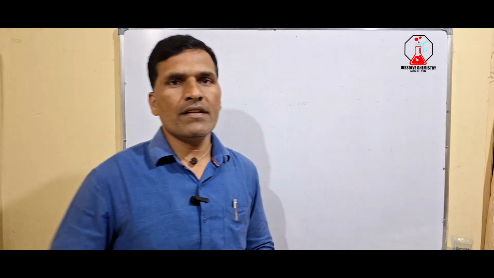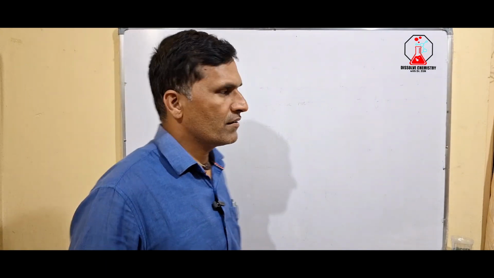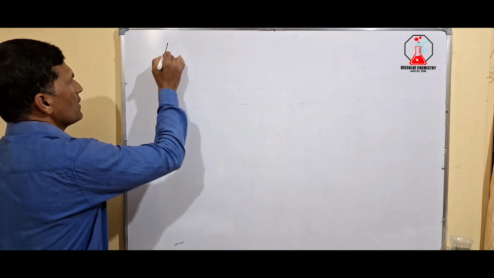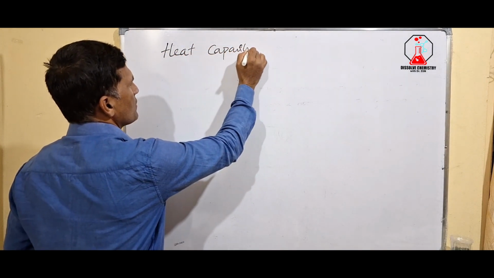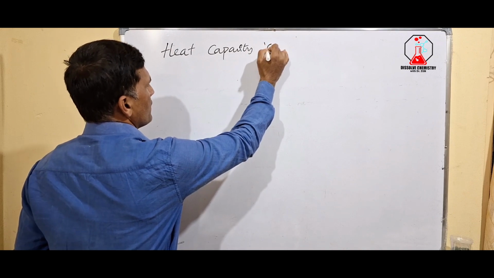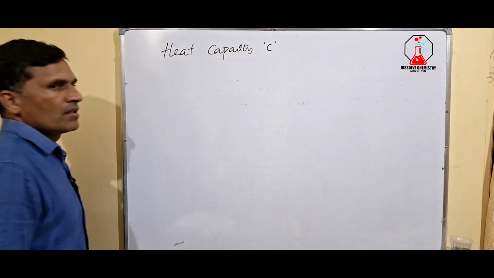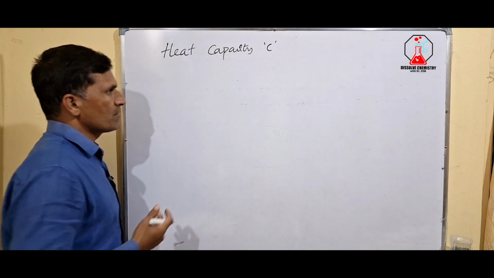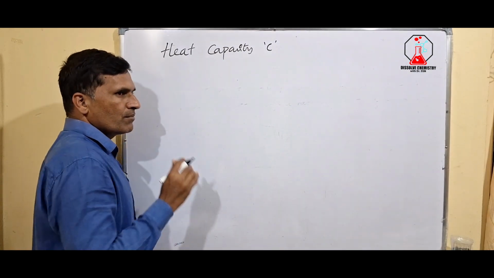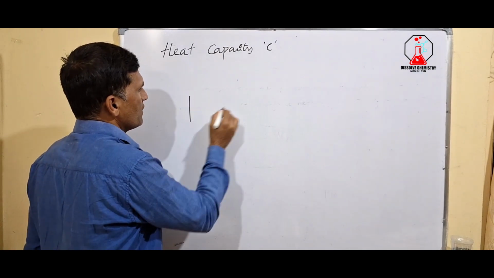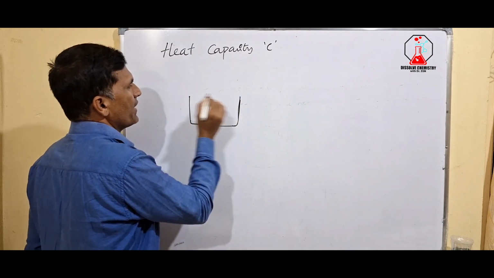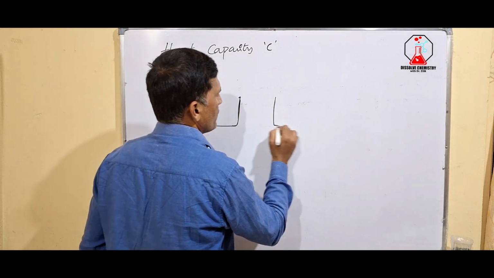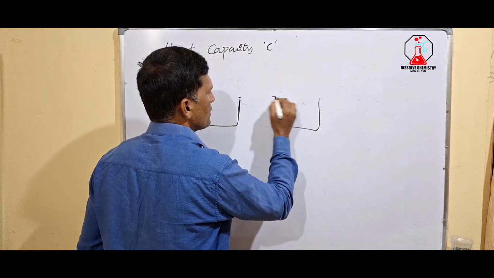Let us continue our discussion on thermodynamics with a new topic, that is heat capacity. It is represented by the letter C. So prior to going into detail with this particular topic, let us consider a simple experiment where we are taking two vessels of the same weight of two different materials.